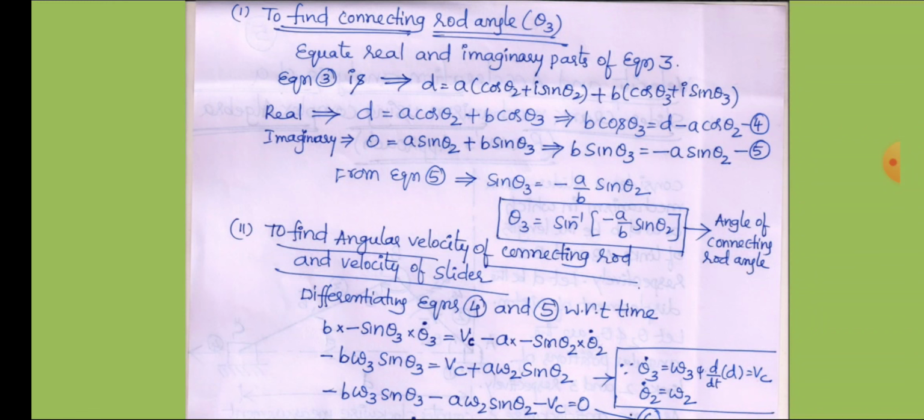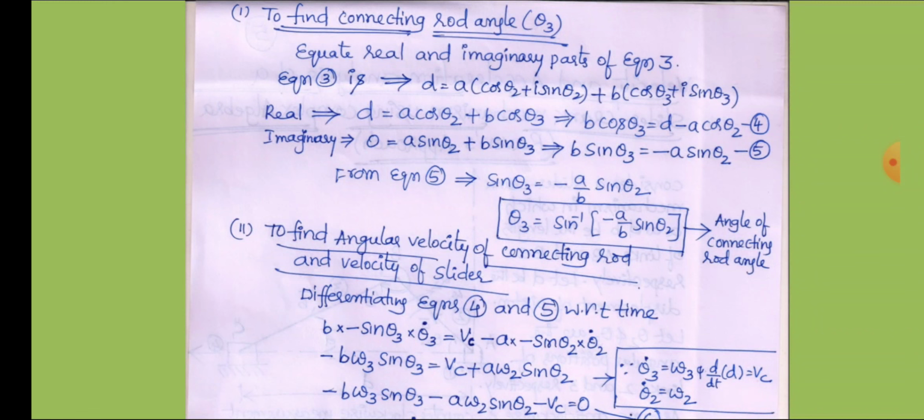To find theta 3, take equation number 3 and equate the real and imaginary parts. So if I equate the real part, what is the real part on the left hand side? Small d, because small d is the real part. There is no imaginary part on the left hand side. On the right hand side, a cos theta 2 is the real part and b cos theta 3 is the real part. Both are positive. Plus a cos theta 2 plus b cos theta 3, that is equal to d, which is the real part after equating from equation 3.